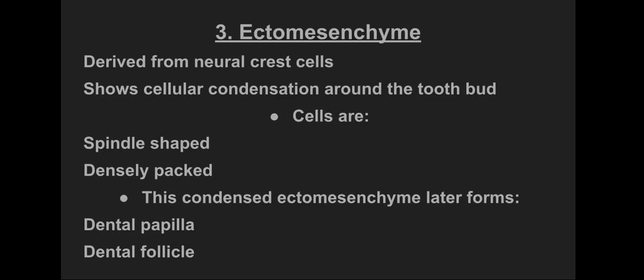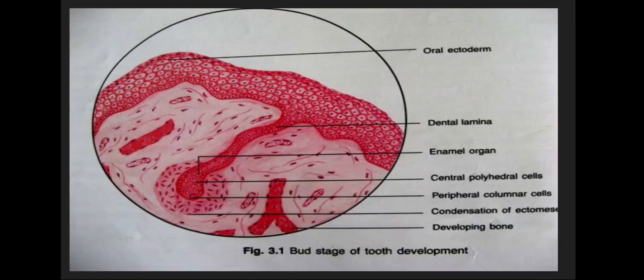Next is the ectomesenchyme. It is derived from neural crest cells and shows cellular condensation around the tooth bud. The cells are spindle shaped and densely packed. This condensed ectomesenchyme later forms the dental papilla and dental follicle. Remember each point very properly. This is also a diagram I have kept.